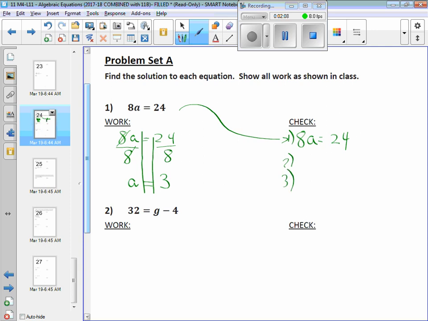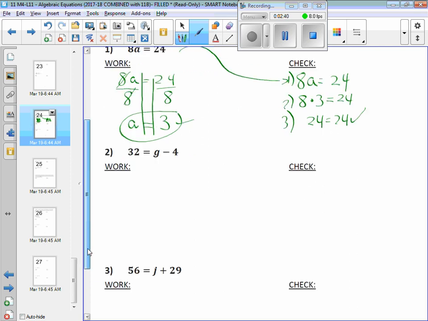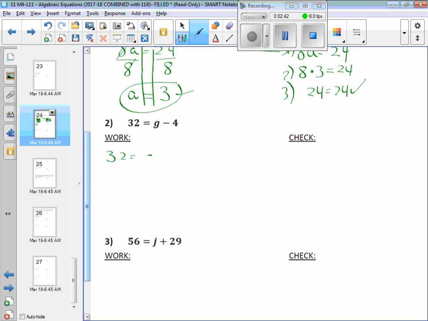Line 2 is the substitution for what you got for A. So now, instead of 8 times A, it's 8 times 3, and the 24, the number all by itself, is going to be staying exactly as is. And then just double check and make sure 8 times 3, is that 24? So it checks, and you could circle this because now 3 definitely satisfies that equation. 8 times 3 is 24. Okay, number 2. Rewrite the original. Make your train tracks.